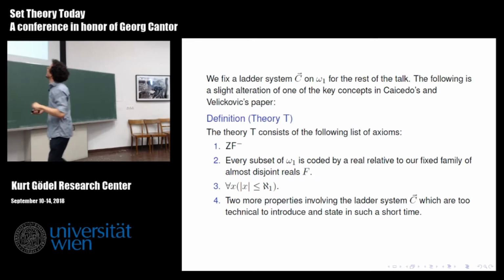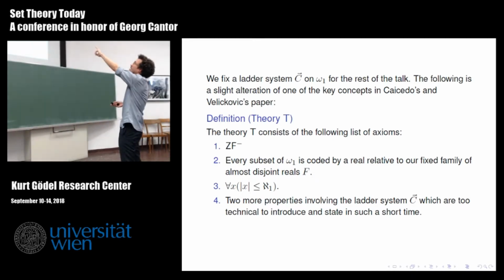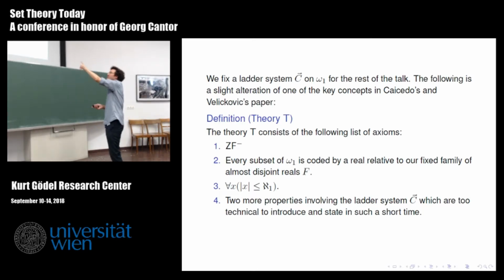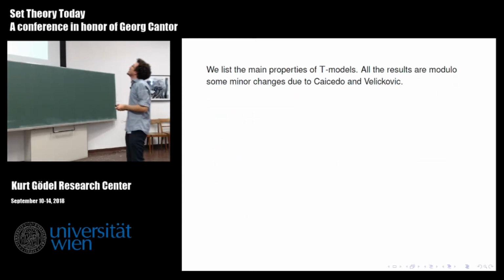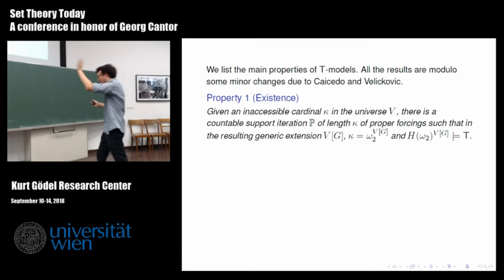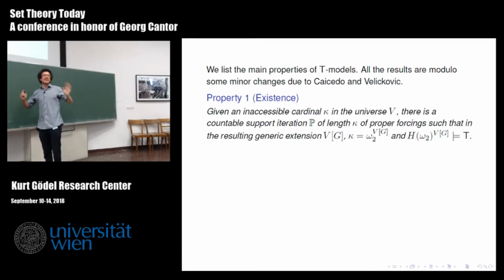I should probably add that in the paper, instead of assuming that every subset is coded by a real via almost disjoint coding, Casado and Veličković assumed Martin's axiom to be part of the theory T. This is too strong. If we have Martin's axiom in the theory T, this would rule out the existence of Suslin trees. So this is a slight change in their definition. But for the properties of the T models, nothing changes if we replace this. And now, a couple of properties all these T models have.